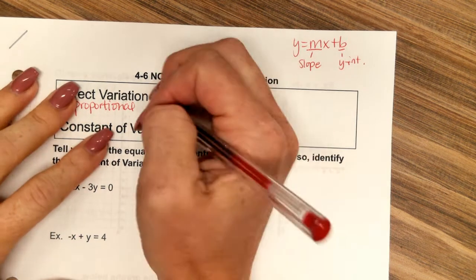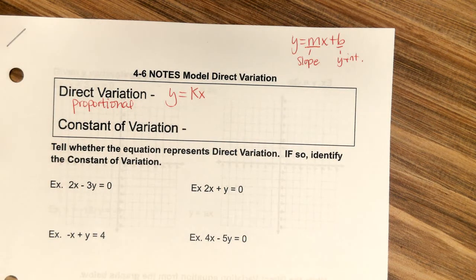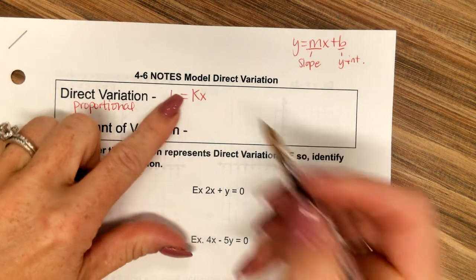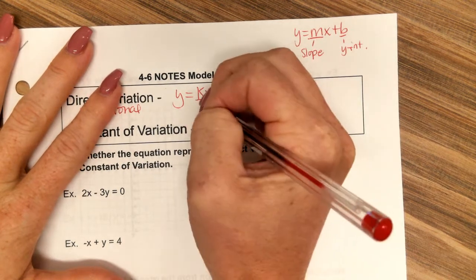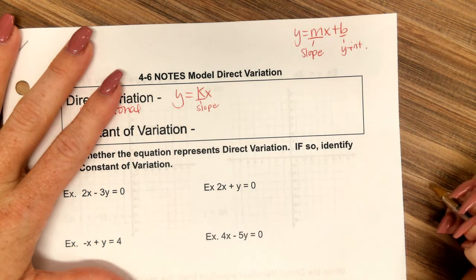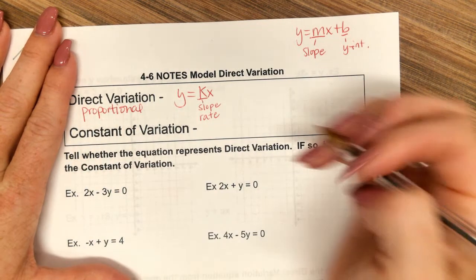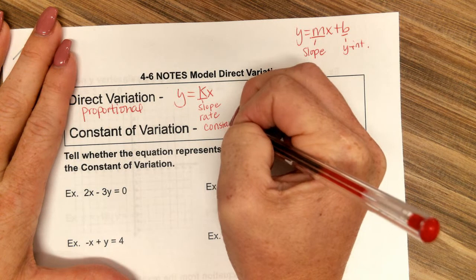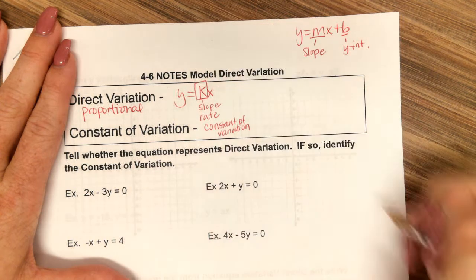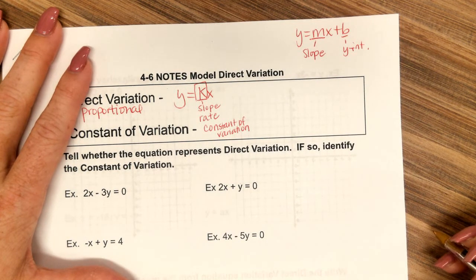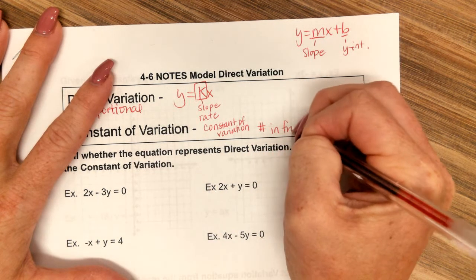We call this equation y equals kx. I don't know why they took the m out because it's still the slope. But they like to call it the k because it stands for the constant of variation. This number is still the slope, the rate, and now we're going to add a term for it called constant of variation. So all of these words are for this k. The constant of variation is the number in front of x.